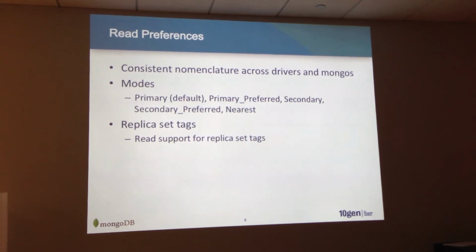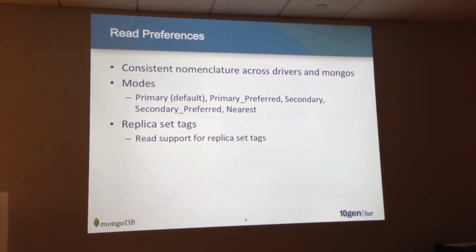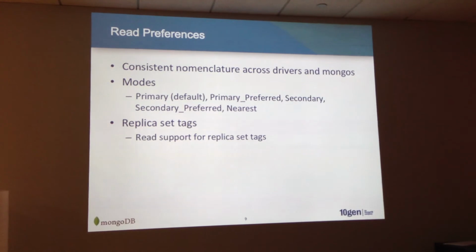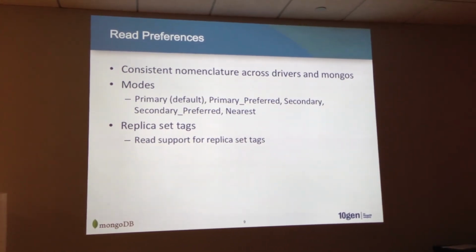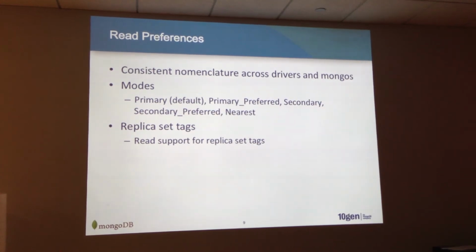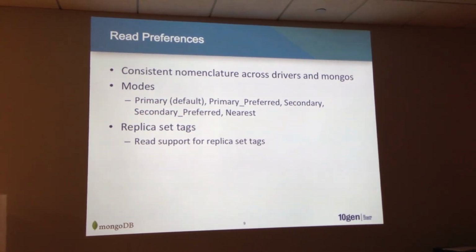Also, you can pick if you want the primary only, or if you want any server, or the secondaries only. And you can also use nearest, which will give you actually measured latency to the servers. Okay?